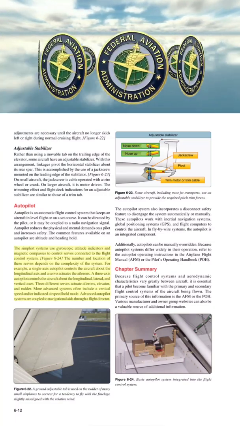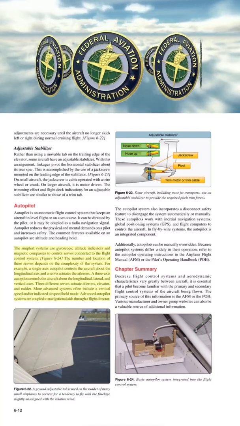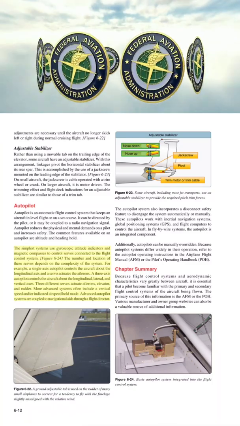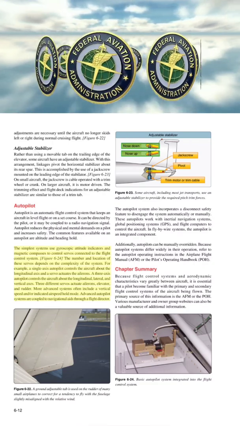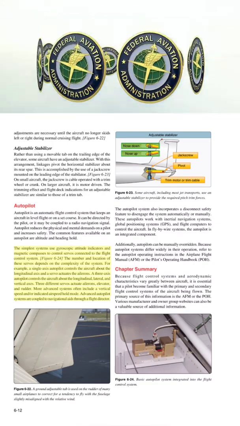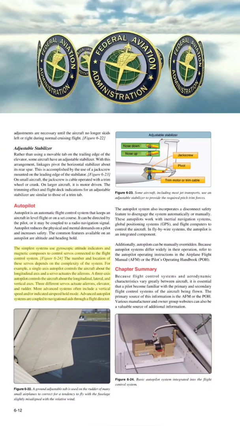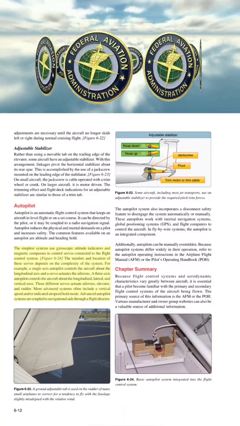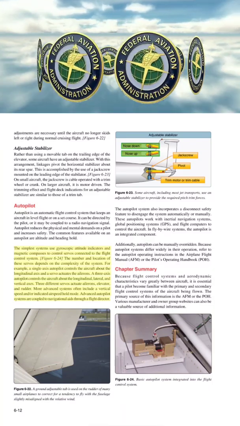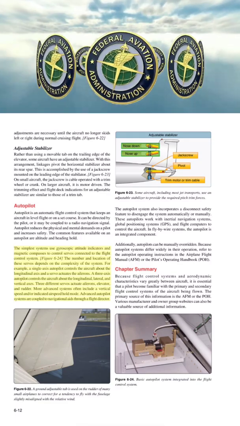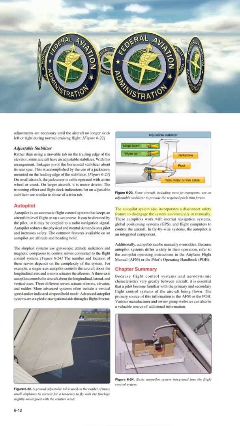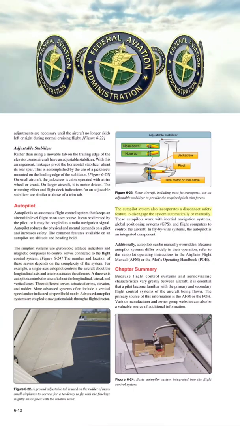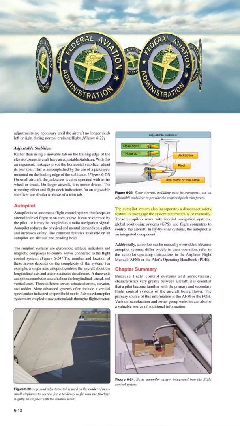For example, a single-axis autopilot controls the aircraft about the longitudinal axis and a servo actuates the ailerons. A 3-axis autopilot controls the aircraft about the longitudinal, lateral, and vertical axes. Three different servos actuate ailerons, elevator, and rudder. More advanced systems often include a vertical speed and/or indicated airspeed hold mode. Advanced autopilot systems are coupled to navigational aids through a flight director. The autopilot system also incorporates a disconnect safety feature to disengage the system automatically or manually.